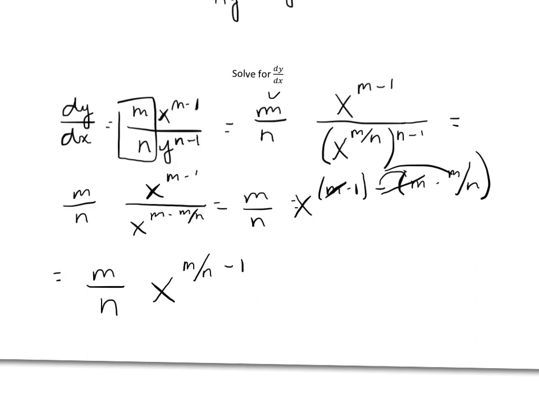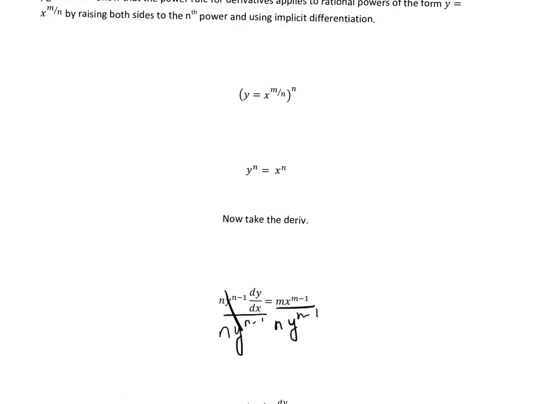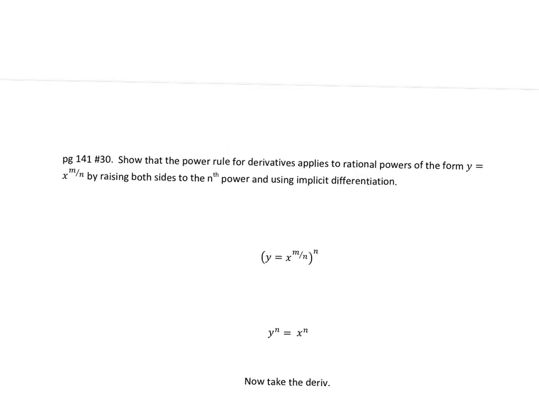And if you look at what we would have gotten to begin with by taking the derivative of this, well, that's just the power rule. So y prime is going to be m over n, x to the m over n minus 1 power. So it does work out.